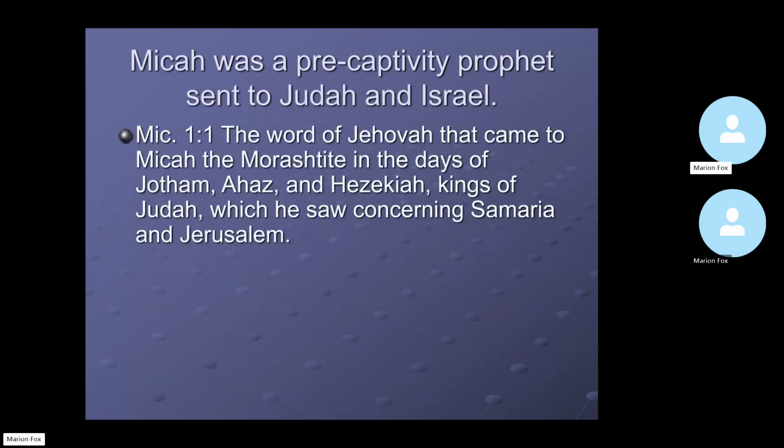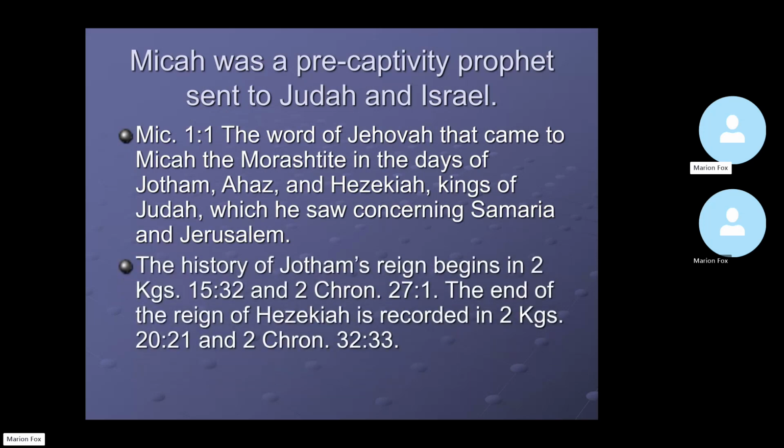I said Amos, but I should have said Micah. Micah was prophesying just a little bit later. He was a little bit younger, I would assume, probably younger, but we don't know for sure. But we know he prophesied during the reign of three of those kings. And that's what he saw concerning Samaria and Jerusalem.